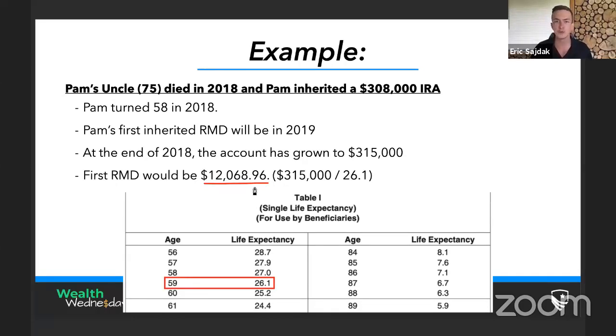Again, I know these rules can be a little bit complex and confusing. Basically, in the year that the uncle passes away, if he's over his RBD date, which he would be because he's 75, at that point it would have been 70 and a half, Pam has to take his leftover RMD. The following year, she has to take her first inherited RMD. She takes the account, looks up her life expectancy value in this table, divides the account balance at the end of the year by this life expectancy factor, and you calculate your first RMD that way.